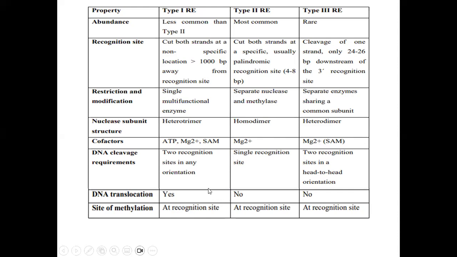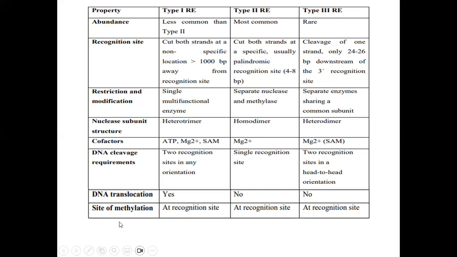The DNA cleavage requirements in case of type 1 enzymes include two recognition sites in any orientation. Type 2 restriction enzymes require a single recognition site, while type 3 restriction enzymes require two recognition sites in a head-to-head orientation. DNA translocation is observed in case of type 1 enzymes since the site of recognition and digestion are quite at a distance from each other, while type 2 and type 3 restriction endonucleases do not show any DNA translocation reaction.